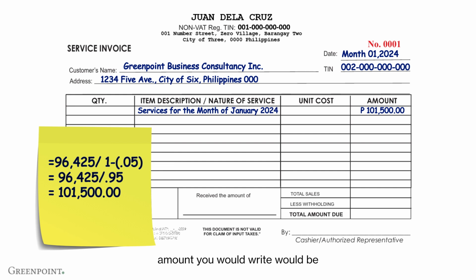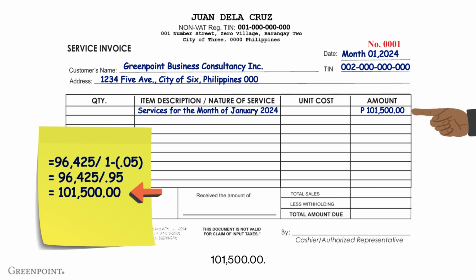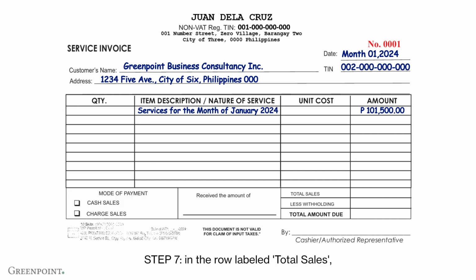The grossed up amount you would write would be $101,500.00. Step 7. In the row labeled "total sales," input the total revenue or grossed up amount generated. Step 8. In the row labeled "less, withholding tax," input the withholding tax. This is usually 5% or 10% of the total revenue amount.